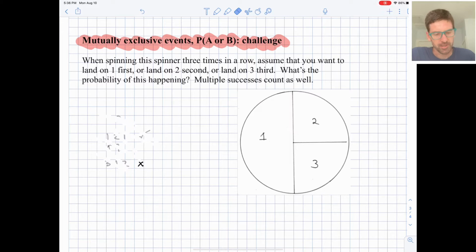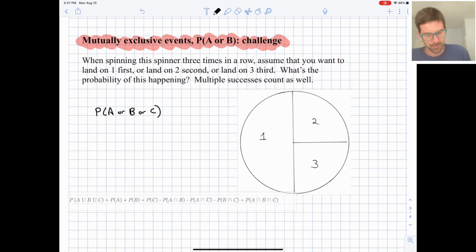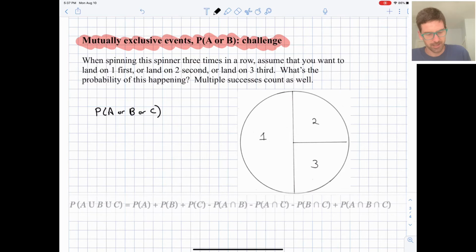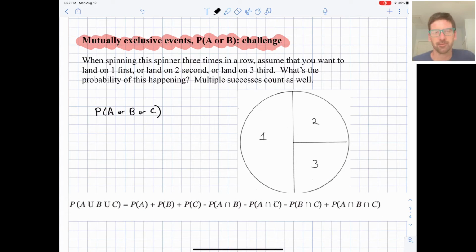So this is hard because we don't have a formula for the probability of A or B or C. We've been working with a formula for probability of A or B, and I'm going to actually paste in an image of that formula for A or B or C. Okay? And I'm not going to ask that we use it. I'm basically wanting to show you how complex it is.